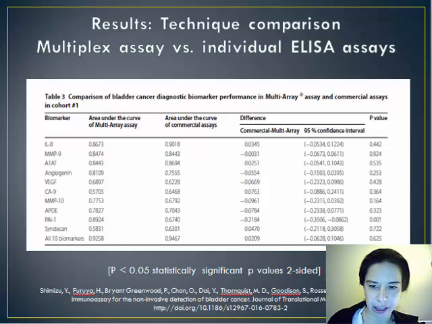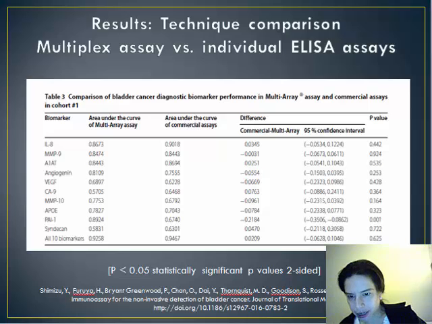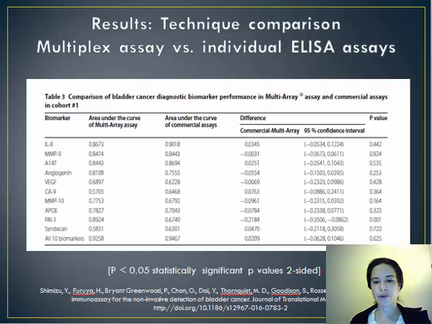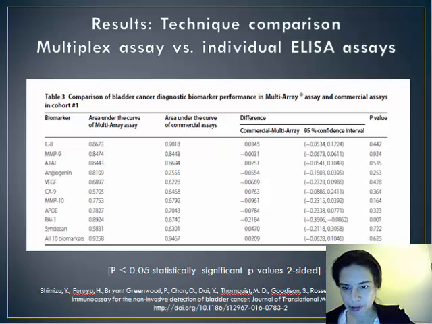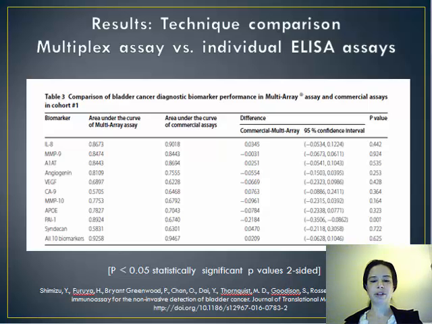And so p-values, again, anything that is less than 0.05 is statistically significant. So again, in this case, you don't want them to be different, because you want the two assays to compare, because the goal, or the hypothesis, is that hey, we could do a multiplex assay and replace the tedious and time-consuming and expensive individual assays. And so for all of these, they were above 0.05.